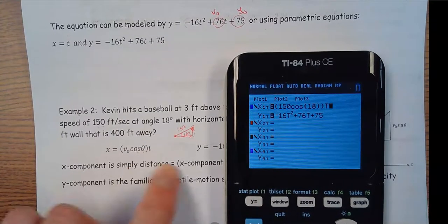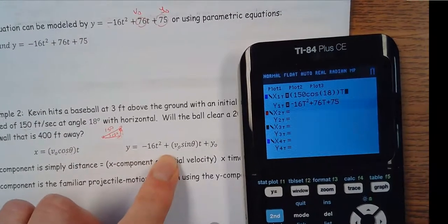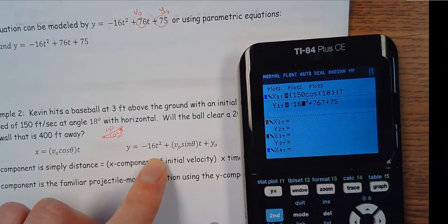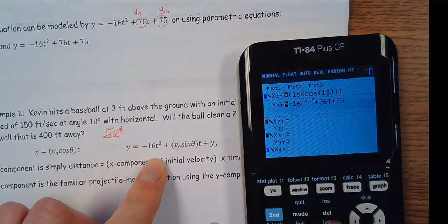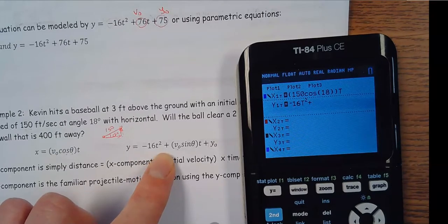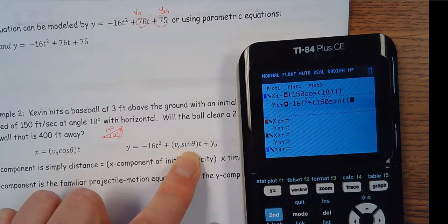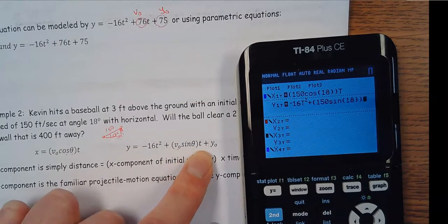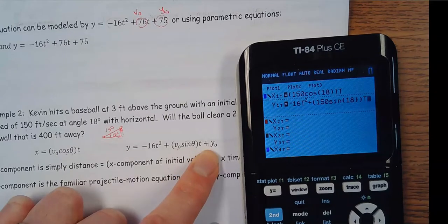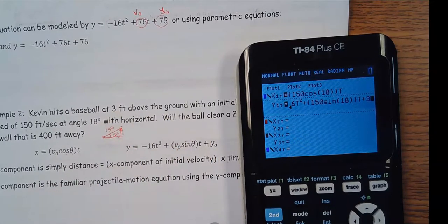Times t. And then for my y, I'm going to have negative 16t squared. Let me delete; I'm going to clear all this. There we go. Negative 16t squared plus, in parentheses, initial velocity 150 sine of 18, close parenthesis, times t, and then plus 3, because that was the initial height of the ball.